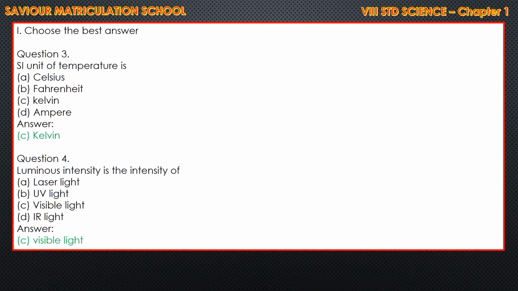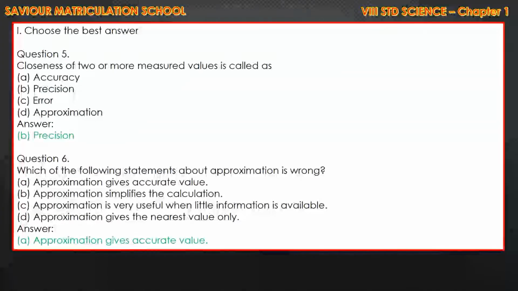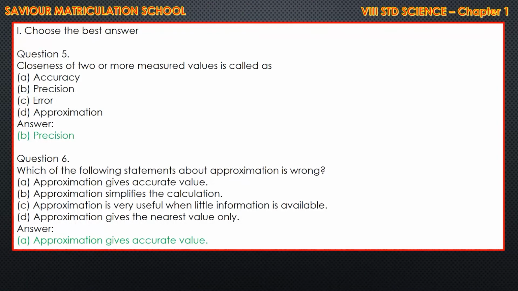And question number 3, SI unit of temperature is Kelvin. Option C is the correct answer. And question number 4, luminous intensity is the intensity of, answer is visible light. That is option C is the correct one. And fifth one, closeness of two or more measured values is called as, answer is precision. Option B is correct.